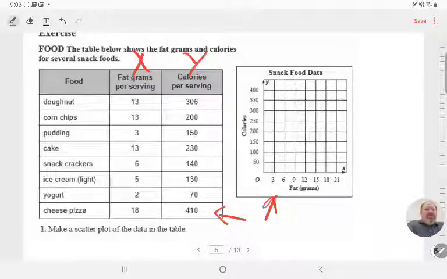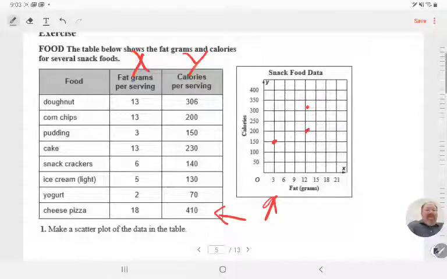So then we would plot that. We would say 13, so it would be a little past 12, and 306. So it would be about right here. Now you will see that that's not even on a line, which it doesn't have to be. It's where the information's supposed to go. Then we have 13 and 200. That's going to be about right here. Okay. Then we have 3 and 150, which would go here.